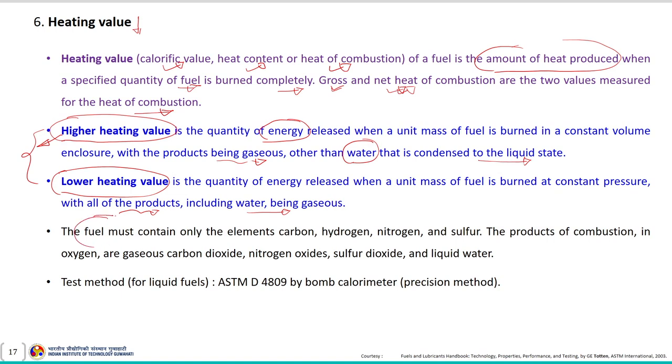The fuel must contain only elements like carbon, hydrogen, nitrogen and sulfur, and the products of this combustion in oxygen are gaseous carbon dioxide, nitrogen oxides, sulfur dioxide and liquid water. And this is the standard ASTM technique which is used for the estimation of the heating value of a given sample, and mostly we estimate the higher heating value of a given fuel using this bomb calorimeter.